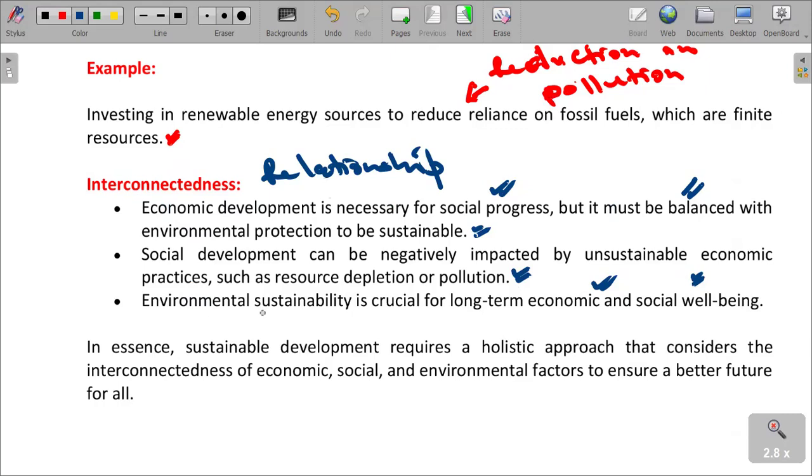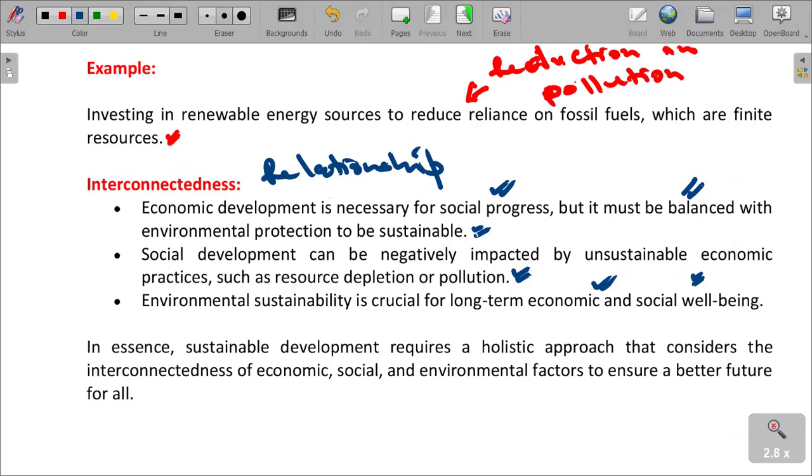It affects our extraction industry. It affects our resources industry. It affects our raw material supply. Hence, we cannot ignore it. And that is the reason why we are saying it affects the long-term economic and social well-being.